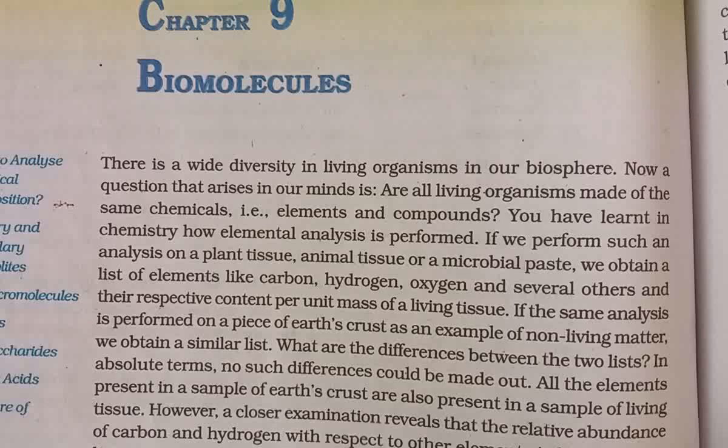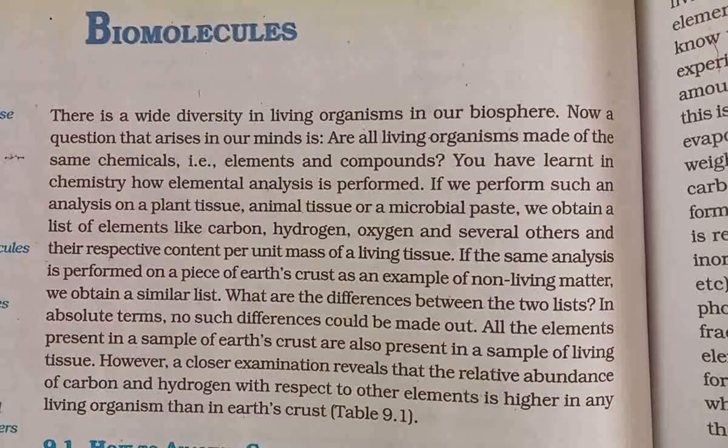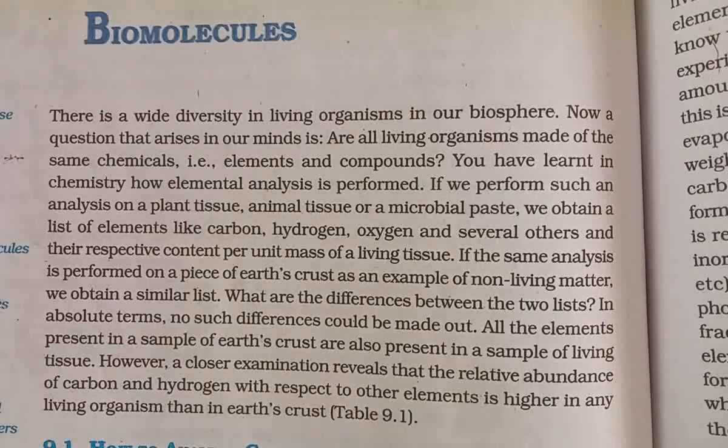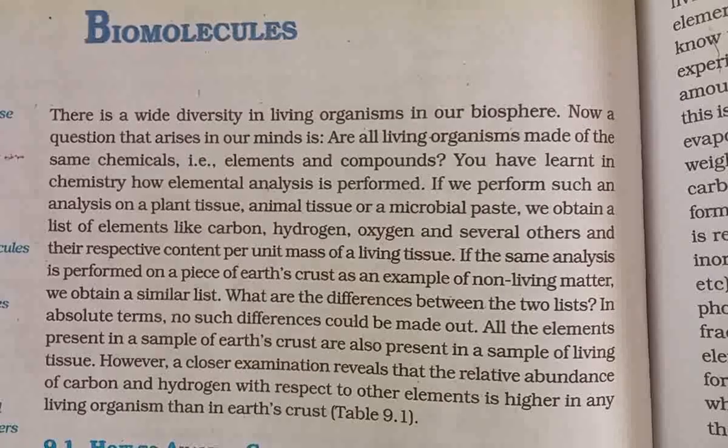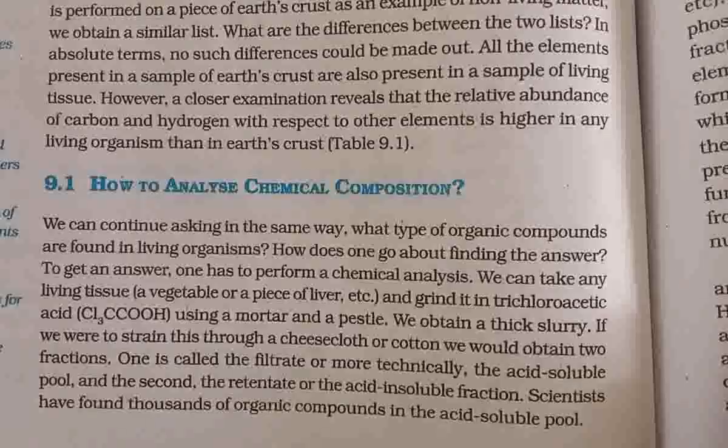In absolute terms, no such difference could be made out. All the elements present in the sample of the earth's crust are also present in the sample of living tissue. However, a closer examination reveals that the relative abundance of carbon and hydrogen with respect to the other elements is higher in many living organisms than in the earth's crust. How to analyze the chemical composition?